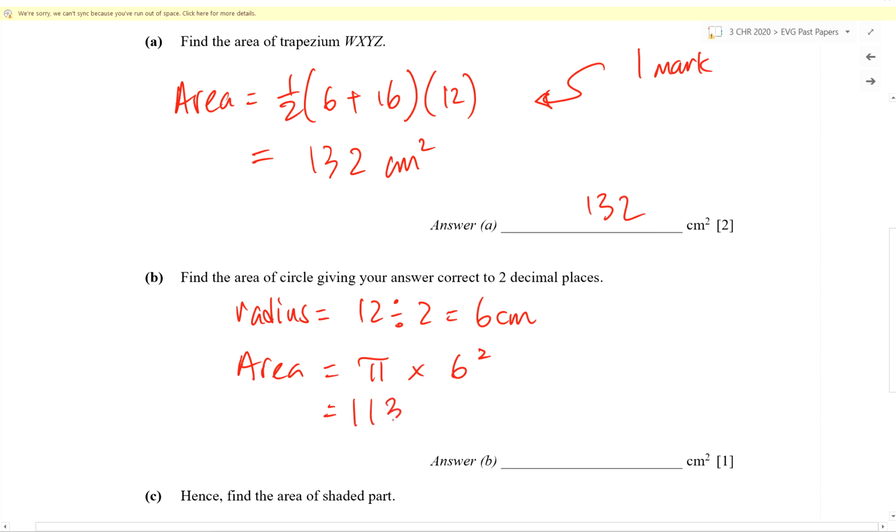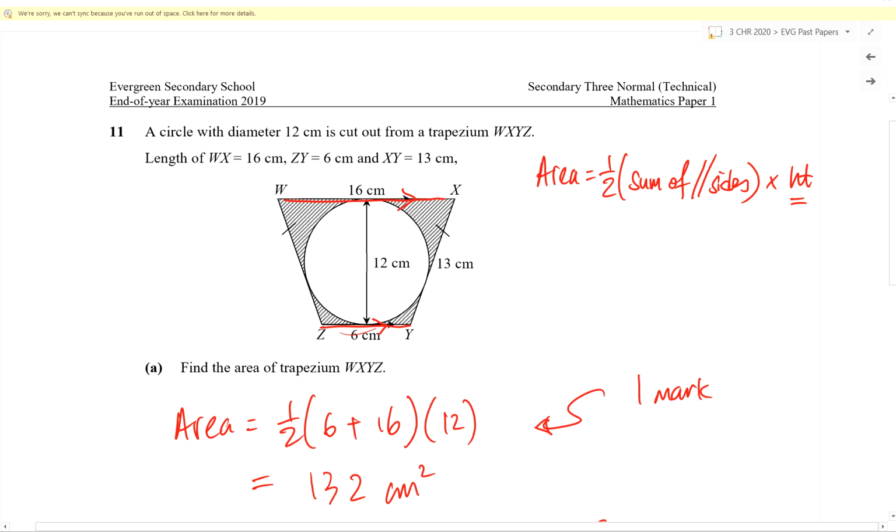113.097. But they want 2 decimal places. 113.10, yes. Then they want us to find the area of the shaded part. I've got the area of the circle, I've got the area of the trapezium. I only want the shaded part, so I take away the circle from the trapezium. Do a subtraction.